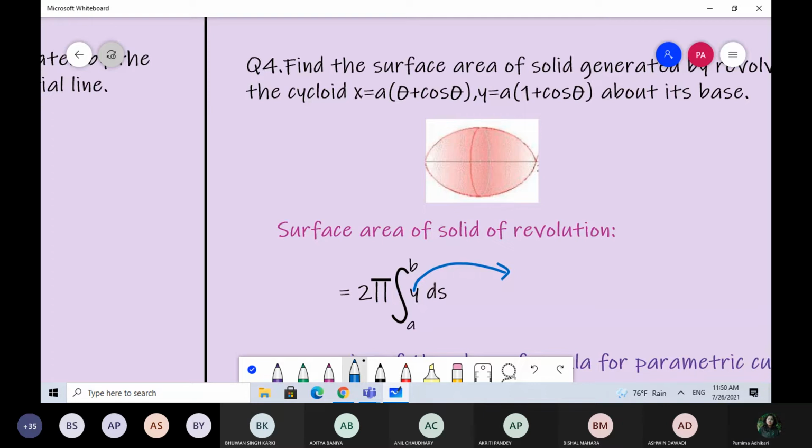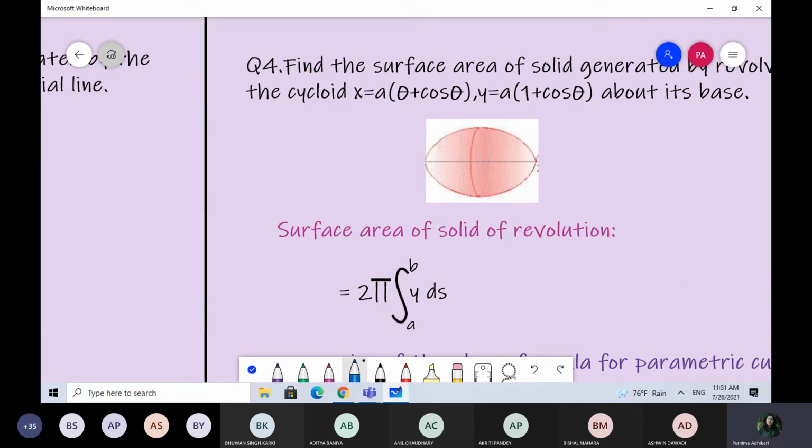What will be your y? You can clearly see that. It would be a(1 plus cos theta). Exactly, a(1 plus cos theta). That's it. And x is a(theta plus cos theta). So your x and y are already given in theta form, so you have to use that relation only. In place of y you will put a(1 plus cos theta). And what is ds? Let me show you.